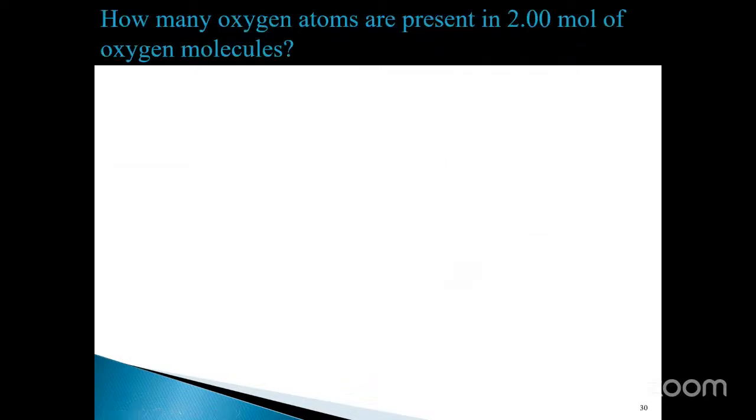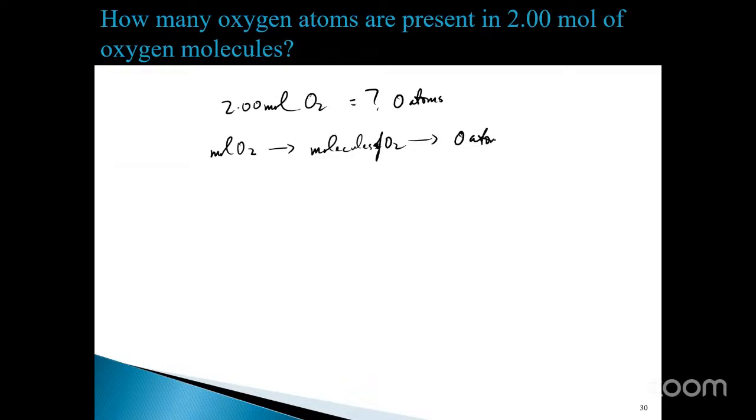Okay, now let's look at this one. It says, how many oxygen atoms are present in 2.00 moles of oxygen molecules? All right. So they gave you 2.00 moles of O2 molecules, and that would be equal to how many oxygen atoms? What I would do in this case is convert from moles of oxygen to molecules of oxygen, and then from molecules of oxygen to oxygen atoms.